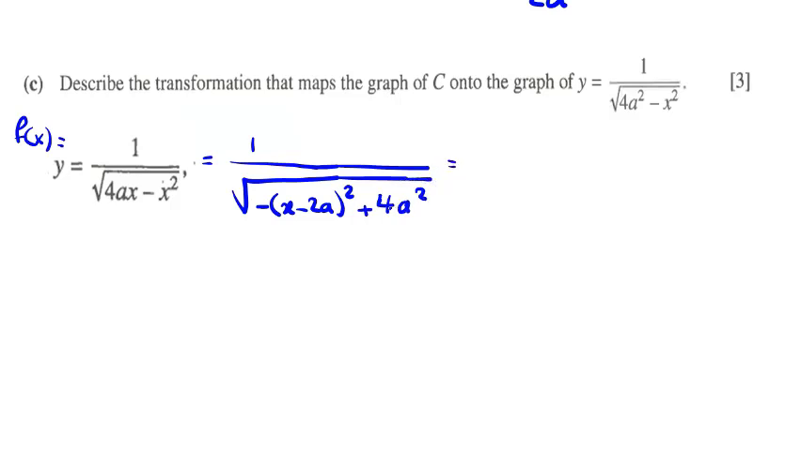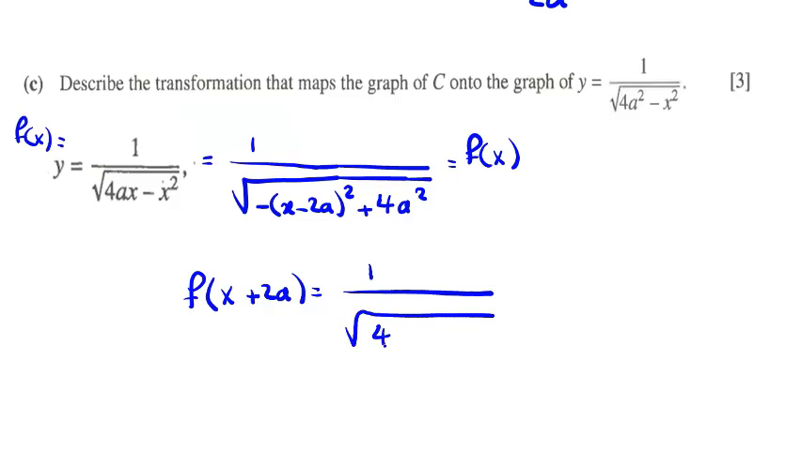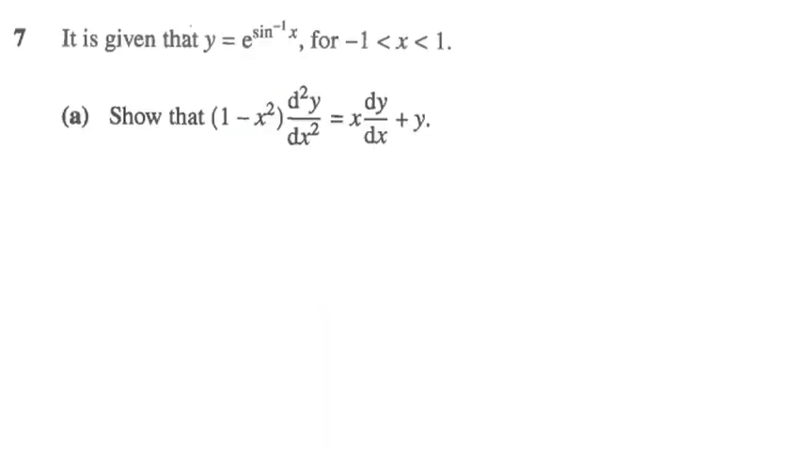Now if I want to consider this, it is f of x. If I consider f of x plus 2a, then we will have 4a squared, and replace x with x plus 2a. It will be negative x squared, and it is exactly the thing that we wanted if we consider g of x. So the transformation from f to g is shifting f, the main curve, 2a units to the left.